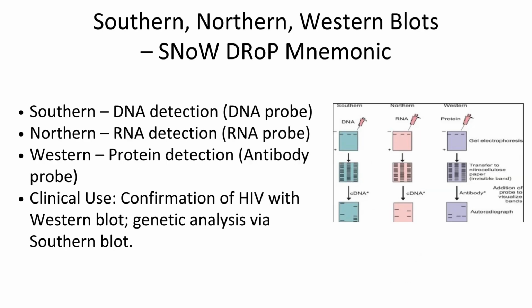Then we have the famous Southern, Northern, and Western blot techniques, remembered by the mnemonic SNOW drop. Southern for DNA, Northern for RNA, Western for protein. These tests are commonly used in diagnosing genetic disorders, confirming HIV, and identifying specific protein markers in cancer research.